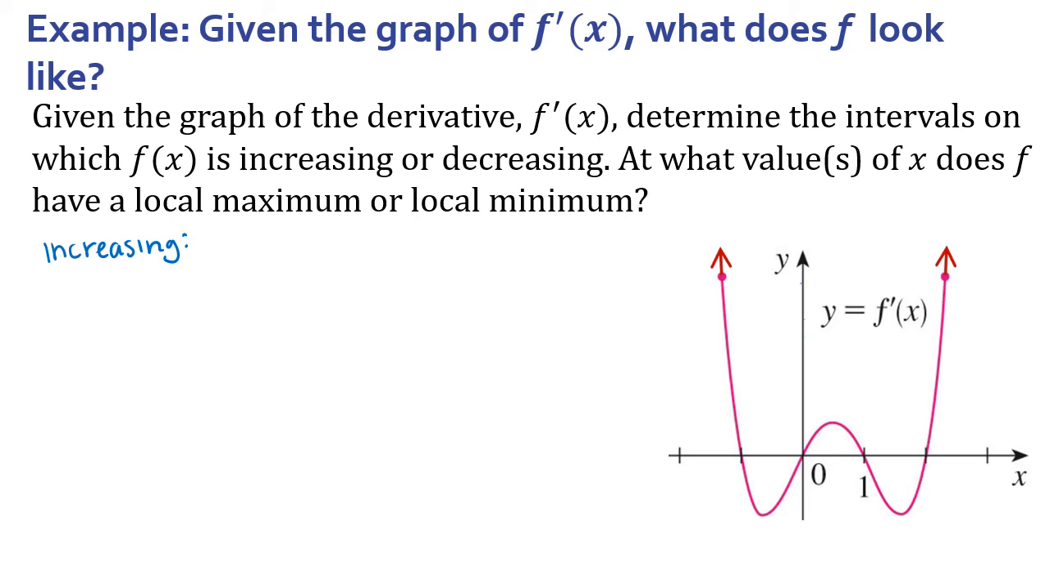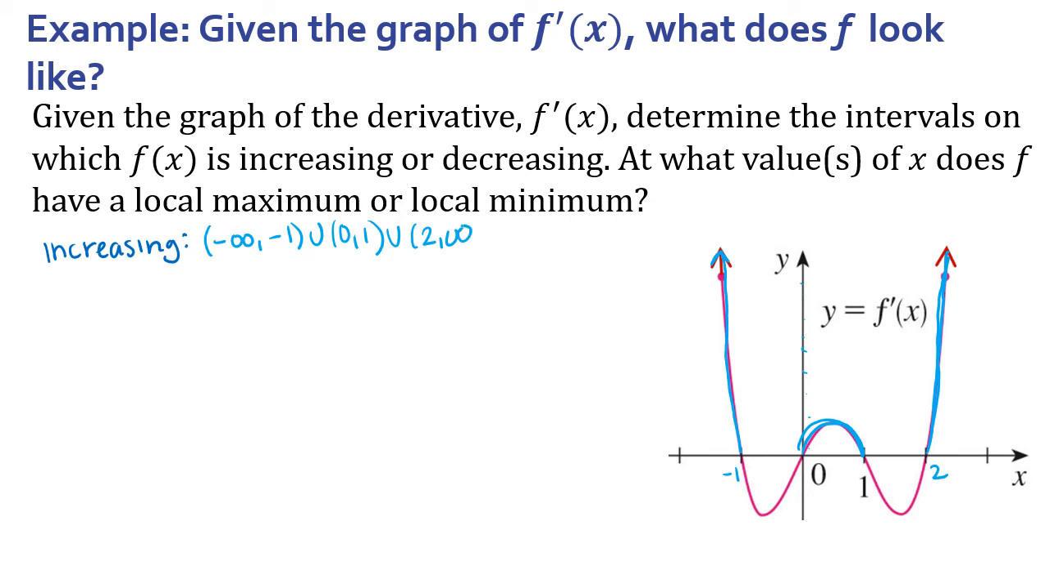So positive means these y values are positive, so they're greater than 0. So the y values are greater than 0 here. They're greater than 0 here. And they're greater than 0 here. So I would say that this function is increasing. Let's just label these. So it's going to be increasing from negative infinity to -1. And then again from 0 to 1. And then again from 2 to infinity.